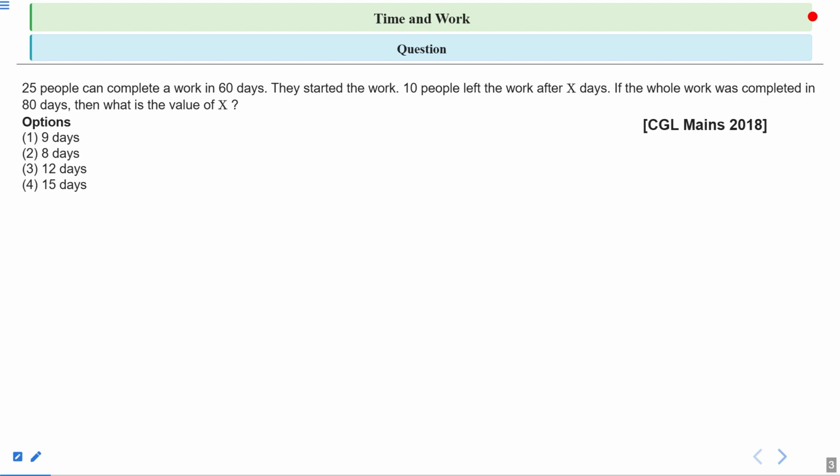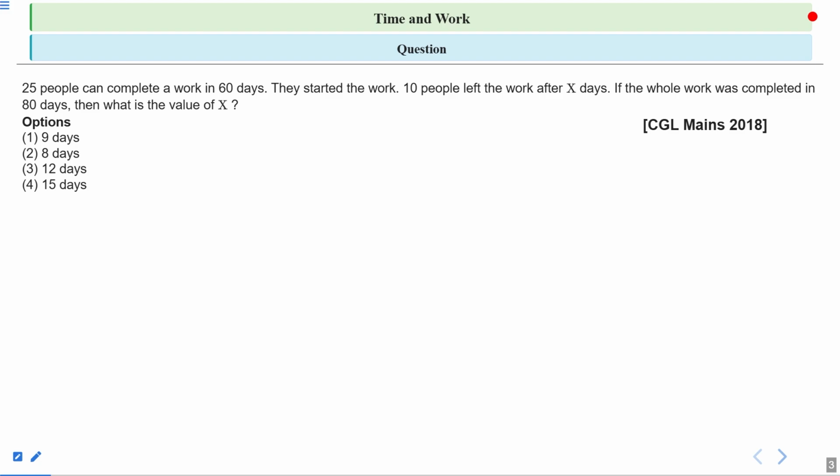So see the first question. 25 people can complete a work in 60 days. They started the work together, and 10 people left the work after X days. If the whole work was completed in 80 days, then what is the value of X? This question was asked in the SSC CGL mains exam in 2018.